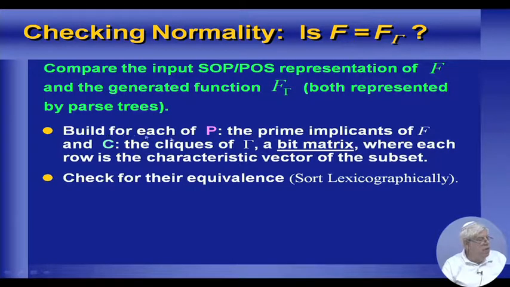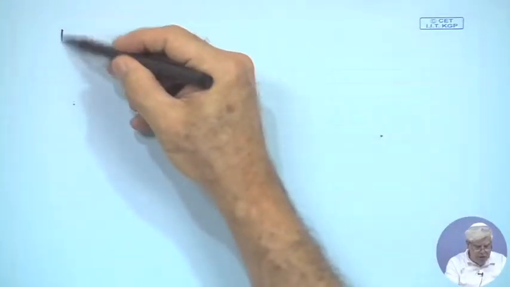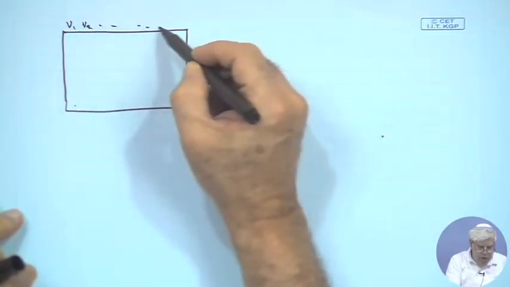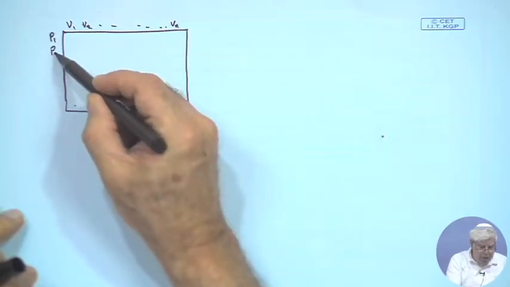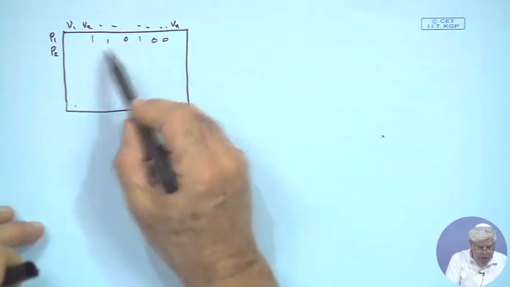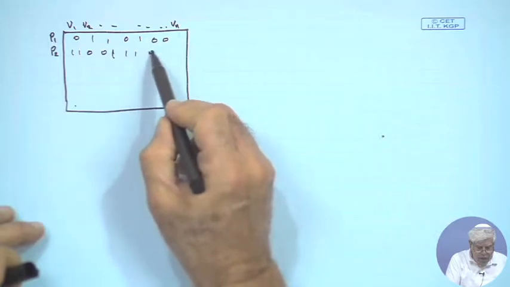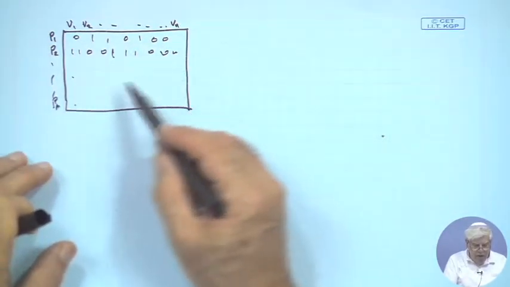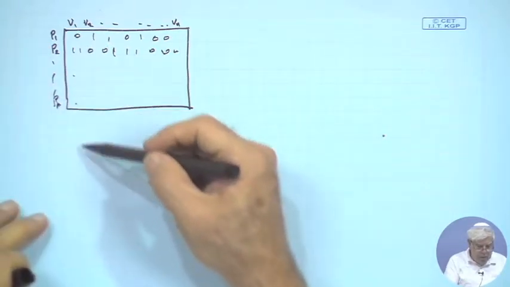So here is how we're going to do it. First, let's look at the original function and the prime implicants of that. We're going to make a bit matrix, which will simply be the characteristic vectors of each prime implicant. So imagine, for example, I have this bit matrix. It's zeros and ones. I'm going to have my variables v1, v2, up to vn, and I'm going to have prime implicant 1, prime implicant 2. These are just the terms of your DNF. And I'm just going to have 1s when it's in it and 0s when it's not. The usual characteristic vector. Okay, and here is my list of prime implicants, and I've just given the characteristic vector for its set of variables. We'll call that P.